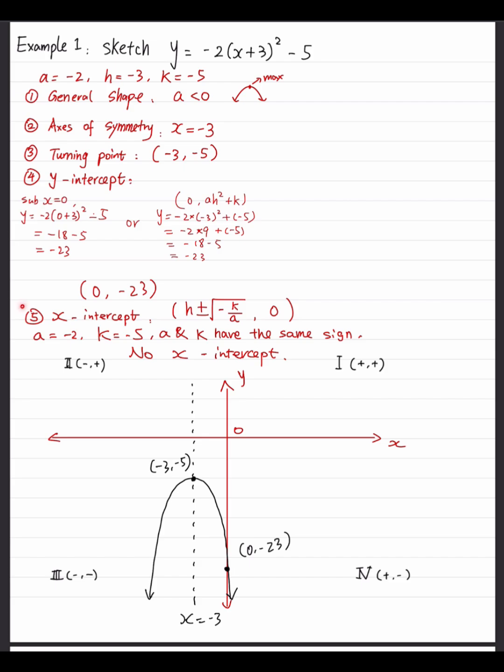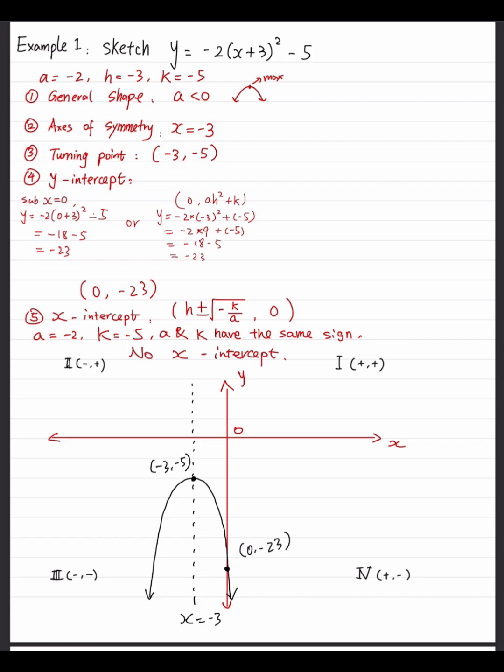The last key feature here is the x-intercept. I'm going to use this formula here: h plus or minus the square root of negative k over a, comma 0. Basically, we're trying to test whether this case will give us an x-intercept or not. Note that a is negative and k is also negative. In this case, a and k both have the same sign. If we plug in the rule, that will give us a square root of a negative number, and we know that there are no real solutions for that, which means no x-intercept can be found in this case. Which makes sense.